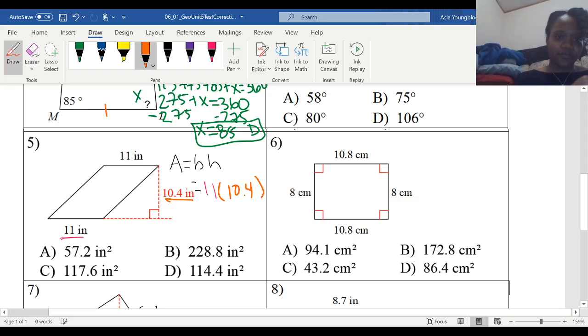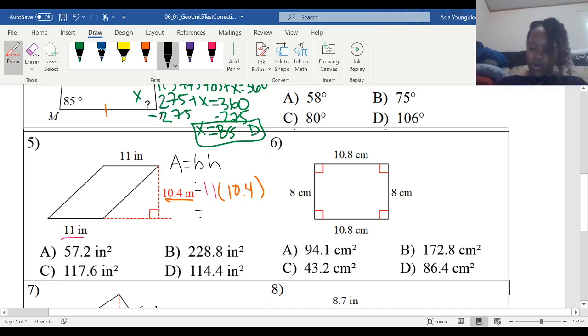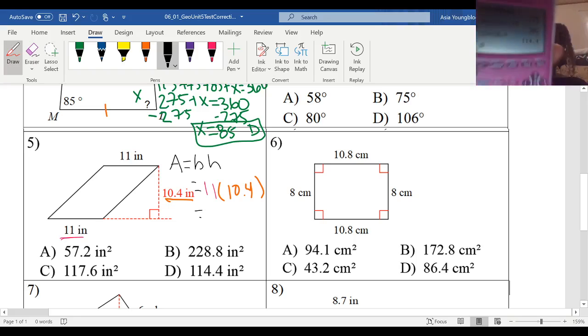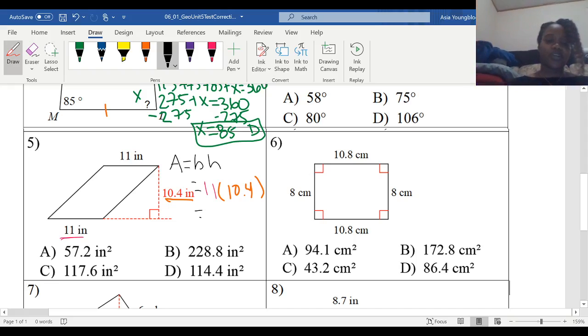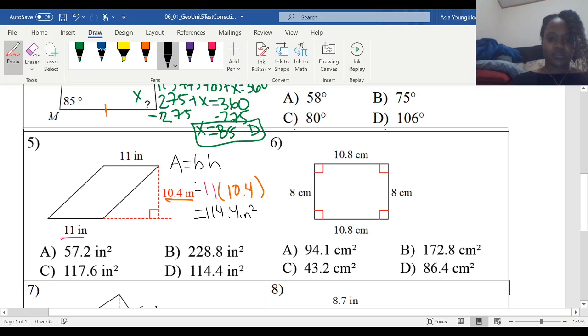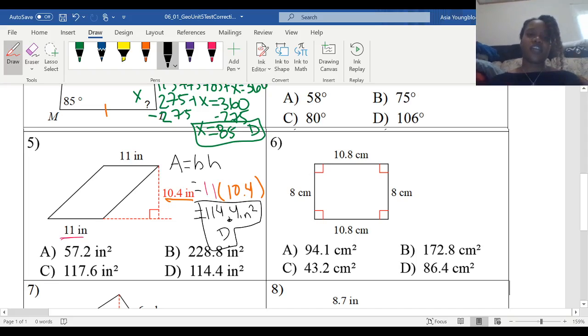So to find the area in our calculator, all we have to do is 11 times 10.4, and that gets us 114.4 square inches. And we can see that's going to be letter D. These problems as well, you don't need to draw the shape. Just write the formulas, write the math we're doing, and make sure you have the final correct answer.